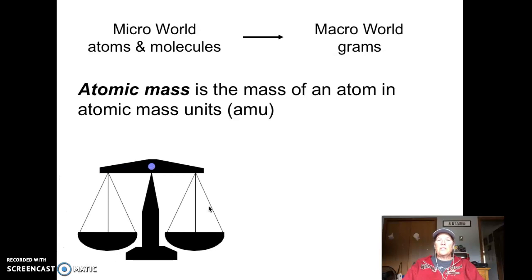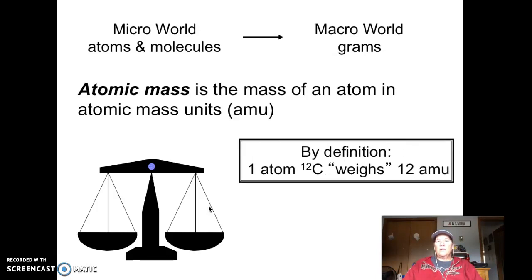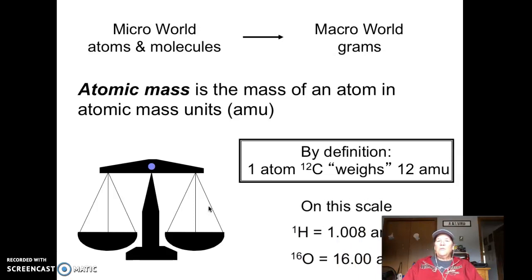Okay? So atomic mass is measured in AMU, atomic mass units. We can convert them to grams. Okay? And there's the definition of it. It's 1 atom weighs 12 AMUs. If you look at carbon, its mass is 12. And since carbon is such a common substance, that's what they base it on. If you look on a scale, hydrogen has a mass of 1.008. If you guys just want to say 1, I'm fine with that. Oxygen is 16. And again, this is just the masses that are coming right off the periodic table.